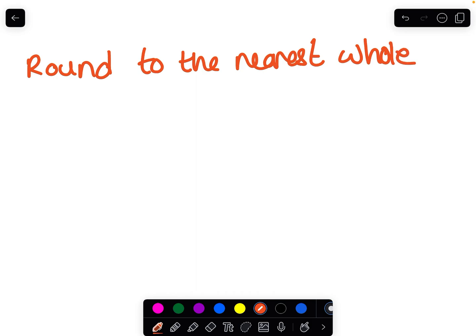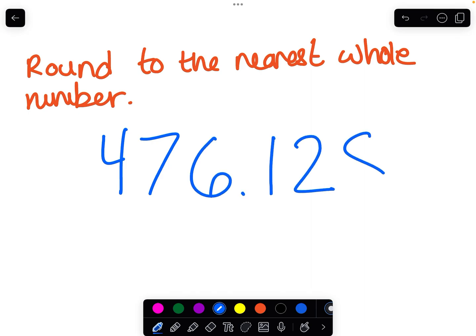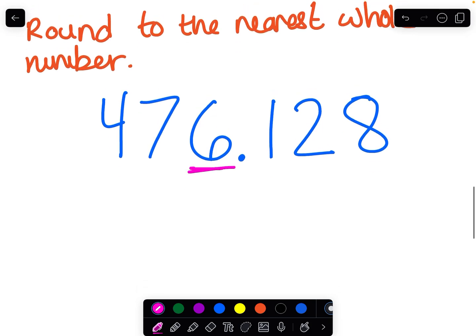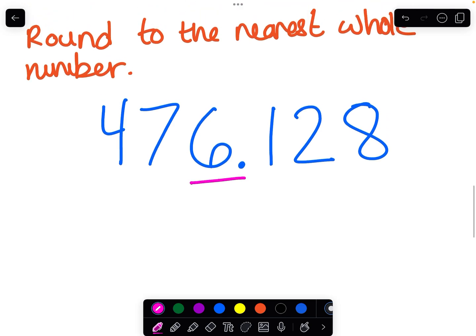But what if you're asked to round to the nearest whole number? I know I don't have the best handwriting here. Let's say you have the number 476.128. Look at that number. Now you're being asked to round to the nearest whole number. The thing is, when they say whole number, what we're really referring to is the ones place, because that actually is the nearest whole number, the ones place. So when we're asked to round to the nearest whole number, think that you're being asked to round to the nearest 1. We just don't really say it like that, okay? And so we follow the exact same rules.